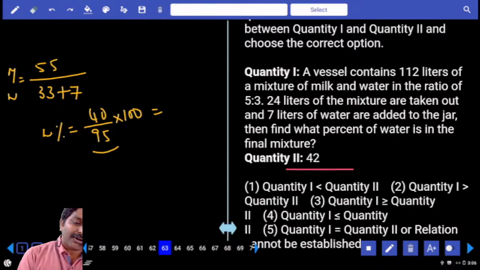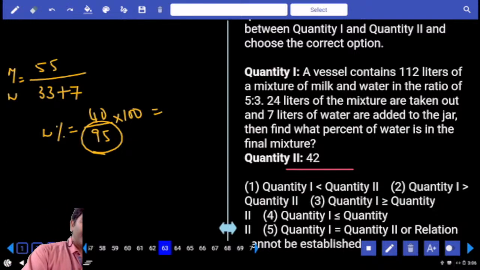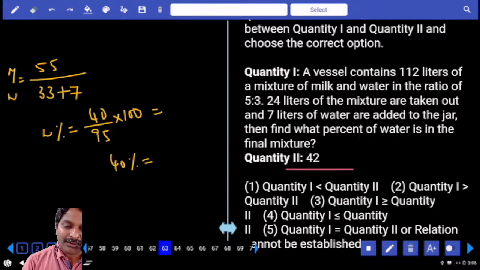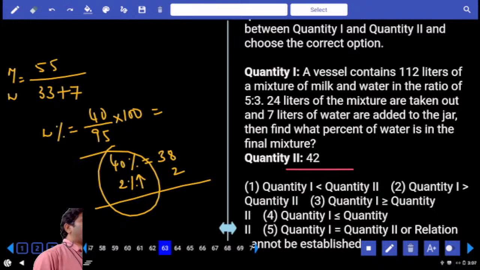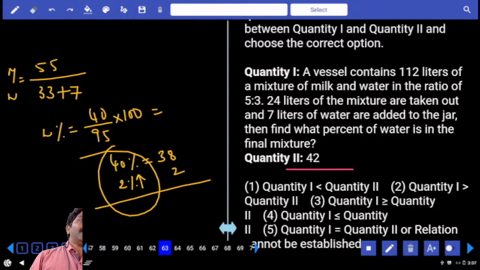Let's go to denominator. What is 10%? Double. So that means 40% value is equal to 38. But our numerator is 40. That means you need to add 2 more. Correct? What is 1% of the denominator? 0.95. 2%, 1.90. But we need to add more than that, right? So this value is more than 2%. So Q1 is more than 42. Q2 is exactly 42. Q1 more than Q2.